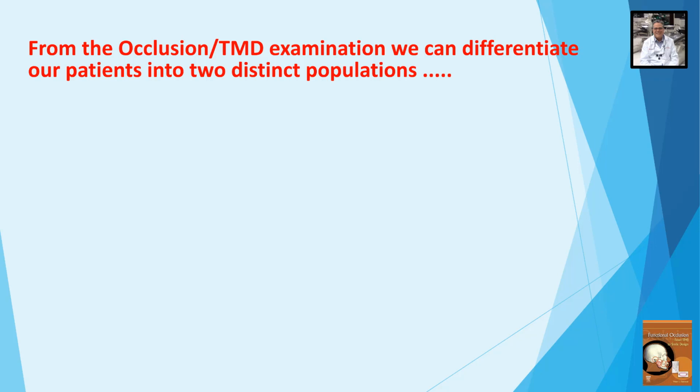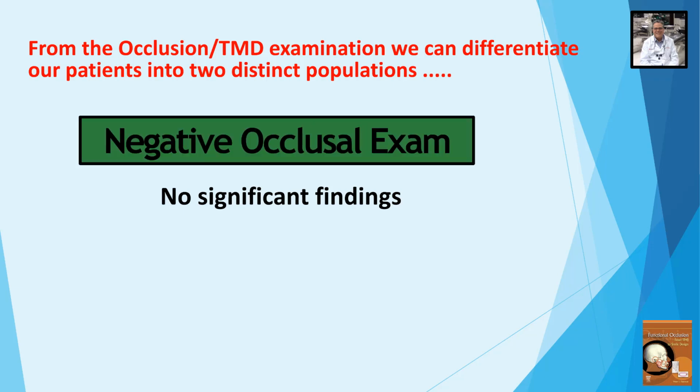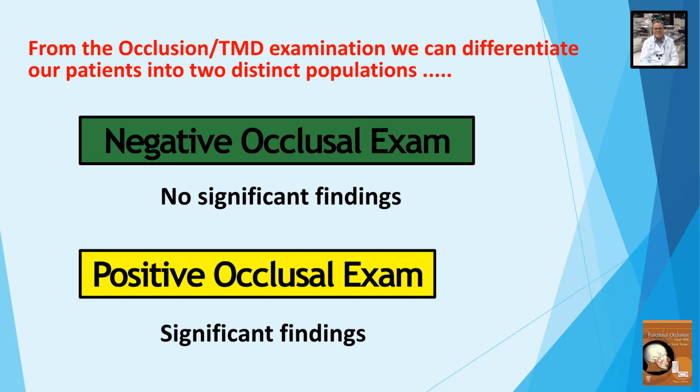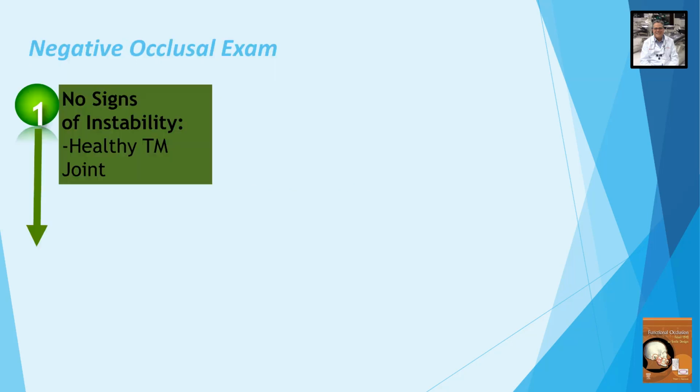So let's think about how to figure this out from a treatment standpoint. If we think about it, from an occlusion or TMD examination, we can differentiate our patients into two distinct populations. The first would be there's no significant findings on the examination, and that we would call a negative occlusal examination. Or it could be that we have significant findings in our occlusion TMD examination, and we would call that a positive occlusal exam. So we have two populations right off the bat.